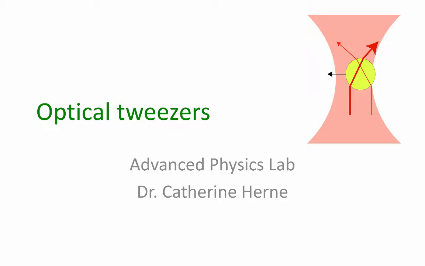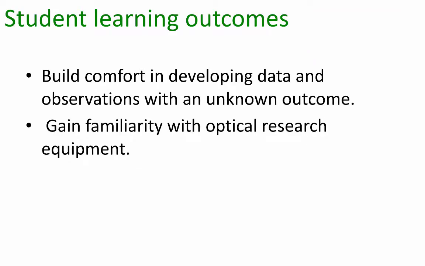This is the instructional video for the Optical Tweezers lab. So the learning outcomes for this lab are that students will build comfort in developing data and observations which have an unknown outcome. This might seem like an odd learning outcome, but becoming familiar and comfortable with uncertainty is actually really important and something that you don't have much chance to experience. Also, a learning outcome is to gain familiarity with optical research equipment.